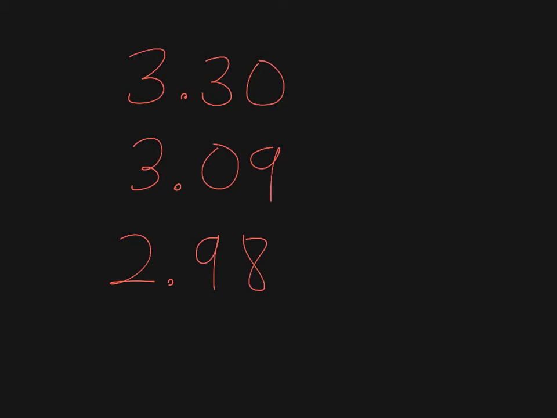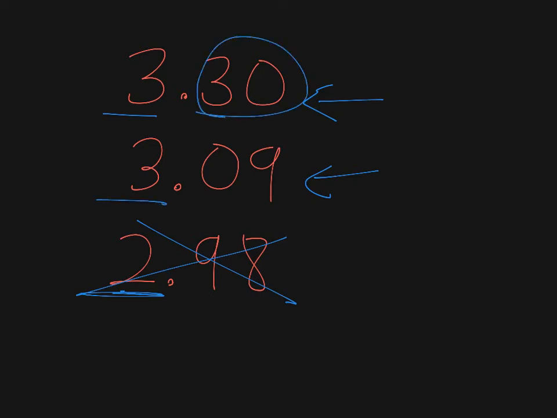Well, the farthest will be the one that's the greatest. Obviously it's not this one because that's only 2 miles. And this is 3.09 and this is 3.30. They both have 3 miles, but this one has 30 hundredths. This one only has 9. So it'll be on Monday that he runs the farthest.